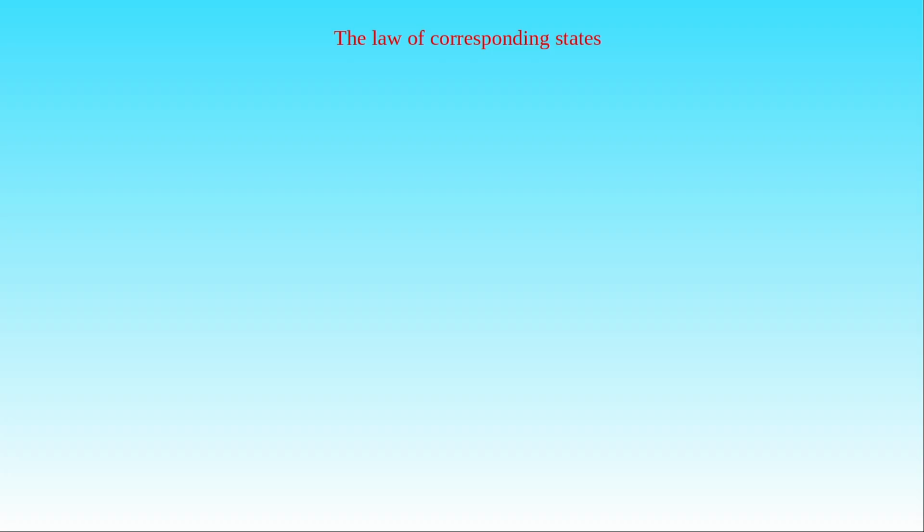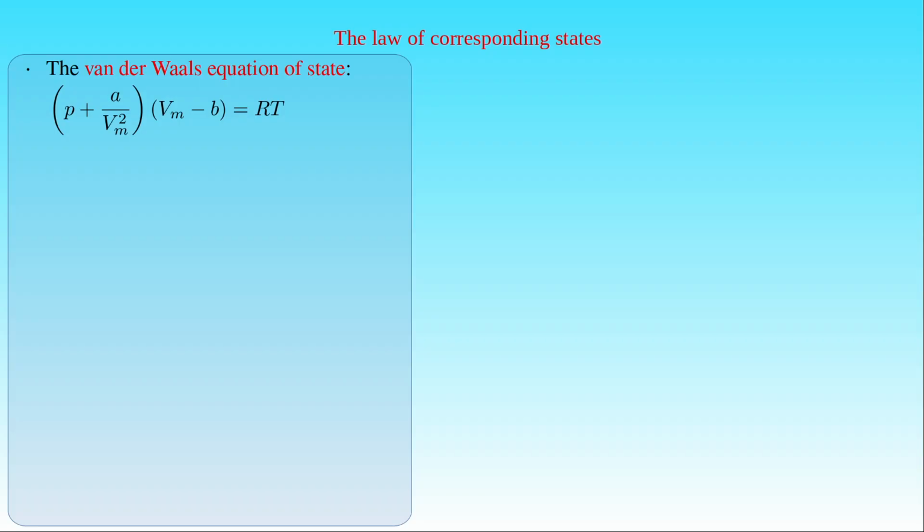The van der Waals equation for a given medium states that the sum of the pressure P of the medium and its pressure correction constant A over the square of its molar volume Vm, times the difference between the molar volume Vm and the volume correction constant B of the medium, is equal to the gas constant R times the absolute temperature T of the medium.